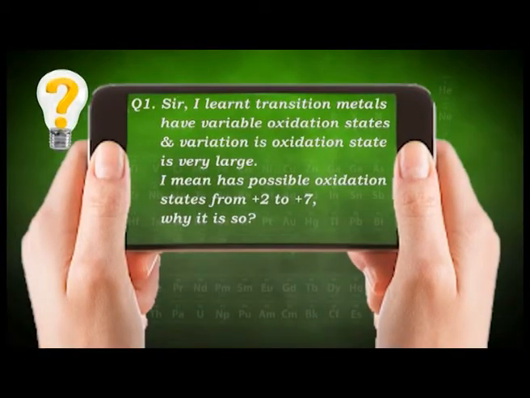In this class, we will learn about some special properties which you have not learnt during periodicity of the properties of these elements. Let's see about the general curiosity of the students which I have several times faced, which is good for learning any subject. Sir, I learned transition metals have variable oxidation states and variation in oxidation state is very large. I mean, transition metal has possible oxidation states from +2 to +7. Why is it so?